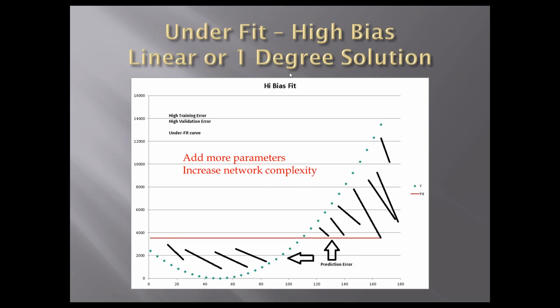Underfit. This is less likely the problem with most neural networks, but it can still happen. So what happens here is that your network isn't big enough.